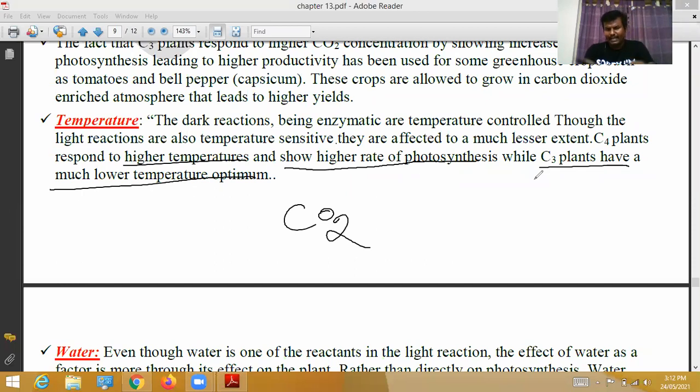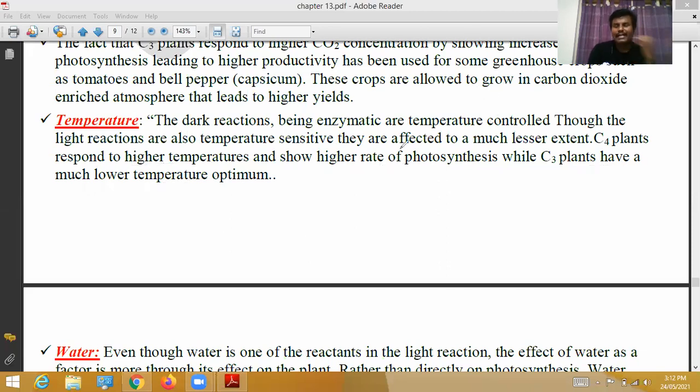That means at lower temperatures only they can survive. But C4 plants can survive in higher climatic conditions, high temperature climatic conditions, even though up to a certain limit only. Beyond that, if more temperature falls on leaves, it means chlorophyll damage, and photosynthesis does not take place. So ultimately, temperature beyond optimal level or below optimal level, enzymes and the reactions get affected.